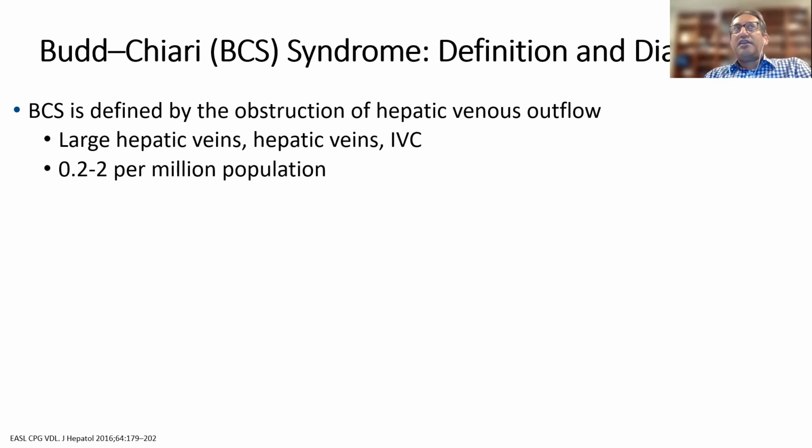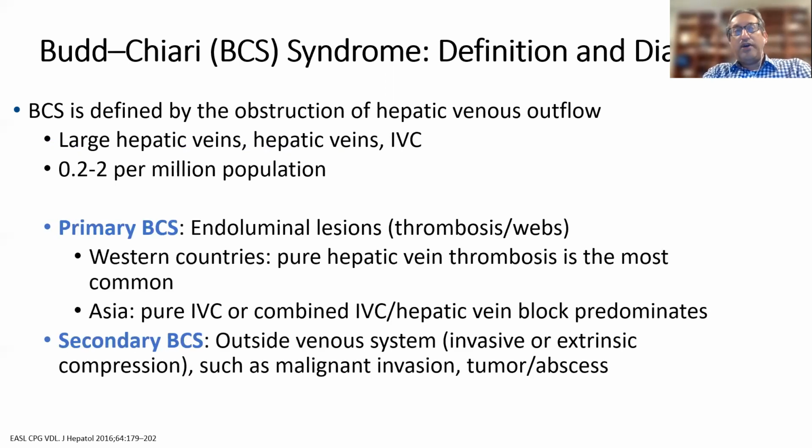When we think about Budd-Chiari syndrome, which is the obstruction of any portion of hepatic venous outflow, we divide it into two different aspects. One is the primary Budd-Chiari syndrome, which is basically issues with the endoluminal, or inside the lumen, of the hepatic vein. The common causes are either a thrombosis of the hepatic vein or the formation of webs, called spider webs, in the hepatic vein.